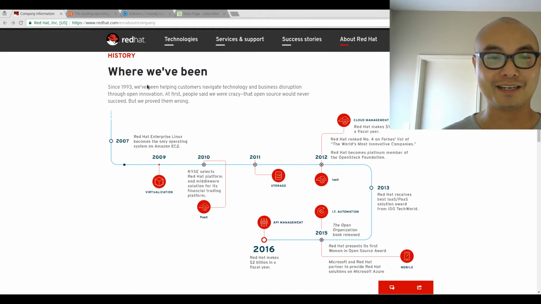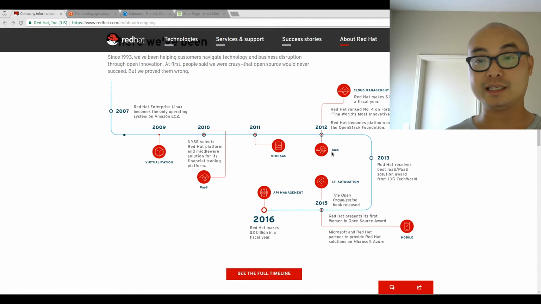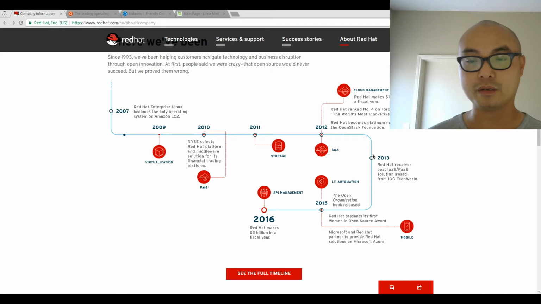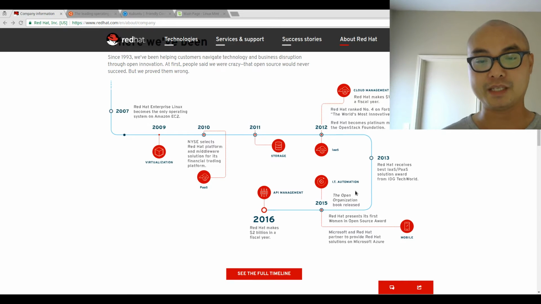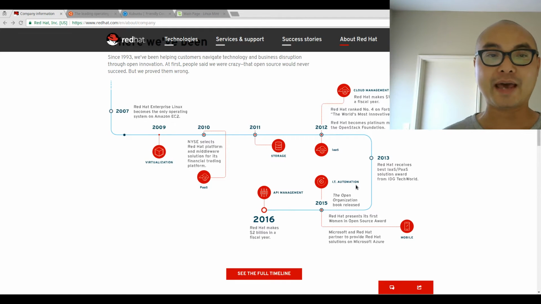If you look here at their history, this is since 1993, and I think that's when the company was founded, but the first release was in 1995. As you can see, they've made a lot of strides in the whole Linux world. Red Hat is a commercial company, and I think they were the first Linux company to hit revenues of $1 billion. So back then, Red Hat Linux was the version.